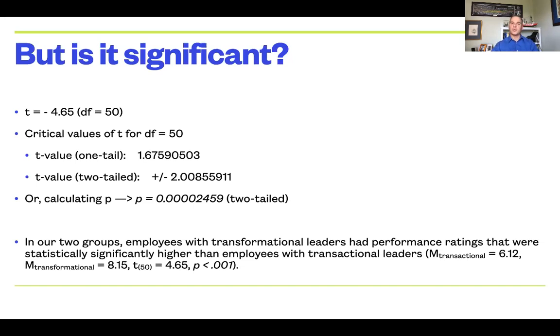So in our two groups, employees with transformational leaders had performance ratings that were statistically significantly higher than employees with transactional leaders. The mean of transactional was 6.12, the mean of transformational was 8.15. A t on 50 degrees of freedom was 4.65, p less than 0.001. That is the statistical sentence by which I communicate the results of my study.